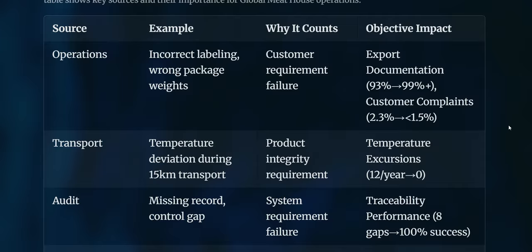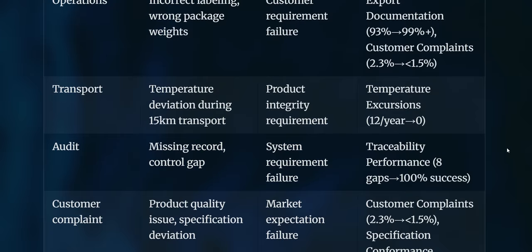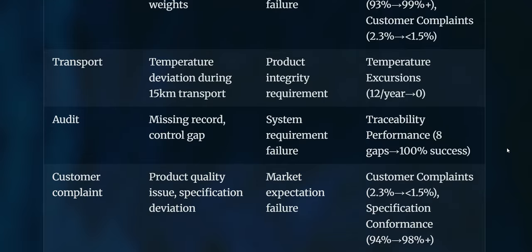The third type of nonconformity source is audit. Examples of audit nonconformity include missing records and control gaps. It counts as a nonconformity because a system requirement has failed, and the objective that will be affected is traceability performance, which currently has 8 gaps, and we want to eliminate them and ensure 100% success throughout the year.